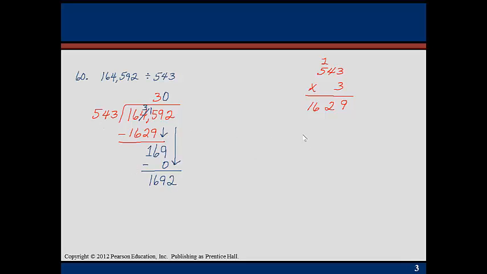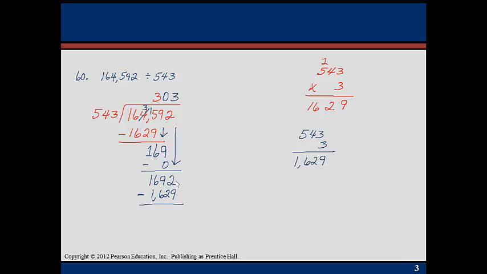So now we want to know how many times does 543 go into 1,692. Well, we already did the work for 543 times 3, and we got 1,629. So we know this is going to be 3. And then let's write our 1,629.